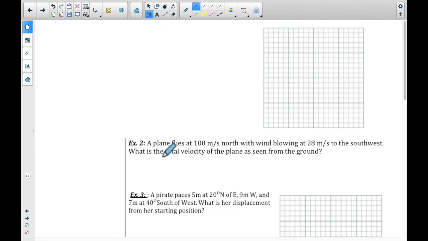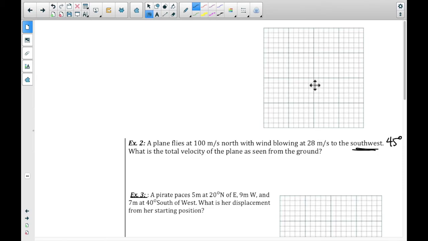Okay, let's look at another example. A plane flies at 100 meters per second north with wind blowing at 28 meters per second to the southwest. What is the total velocity of the plane as seen from the ground? In this case, they are talking about southwest, so that is going to be exactly a 45-degree angle. That's the one time that we could use that kind of a word, if it was exactly at 45 degrees from whichever direction.